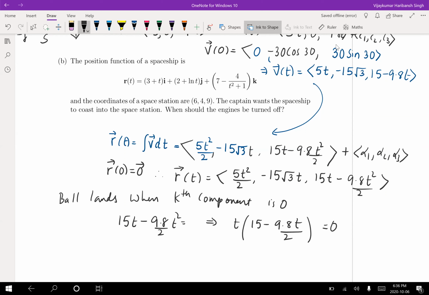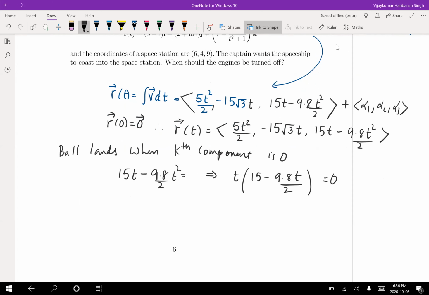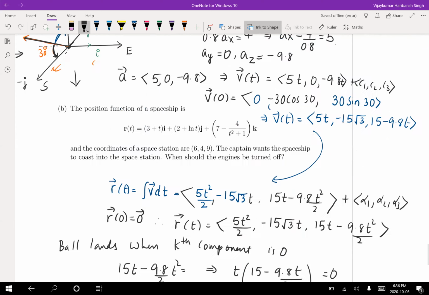Now t equals 0 is the starting point, so the ending point will be given by this component here. So we get 9.8 t by 2 equals 15, so t equals 30 divided by 9.8, which is roughly 3.0612. Okay, so this is the time at which the ball lands.